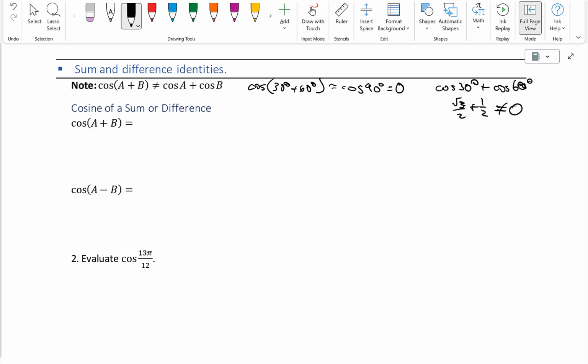So for cosine of a plus b, I don't know if there's an easy way to remember it, but we're going to have cosine of the first angle times cosine of the second angle. We get a sign change in the middle, so minus, then sine of the first angle times sine of the second angle. And for the minus, we'll just get a plus in the middle there. So it still starts with cosine A, cosine B, but we'll get a plus sine A, sine B.